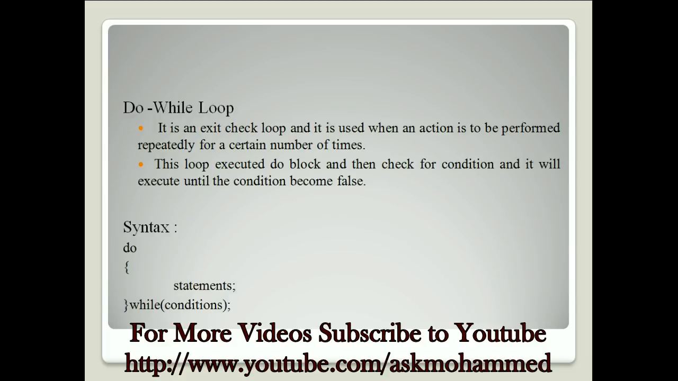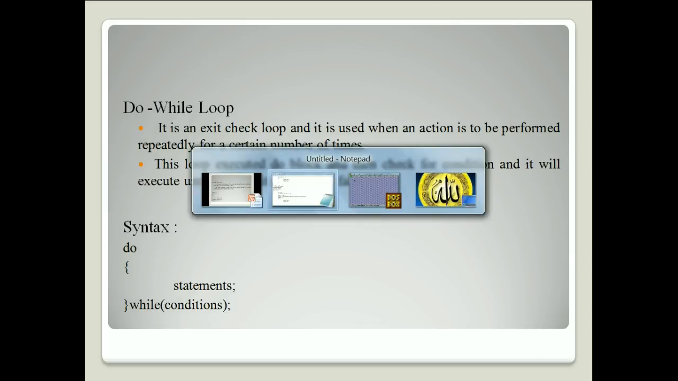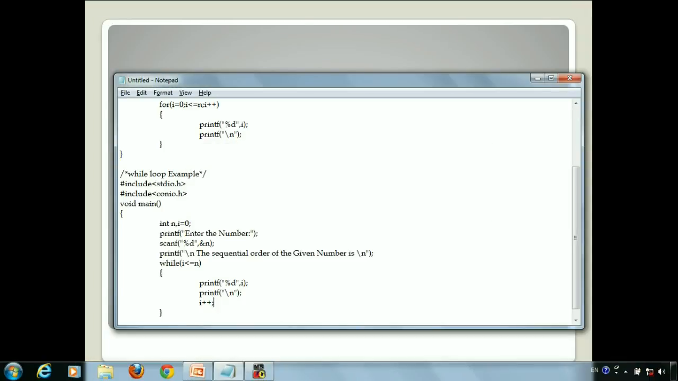The difference between the while loop and the do while loop is that in the do while loop, it will first go for the do statement, and after that it will check the condition. But in the while loop, it will first check the condition and then go for the while loop statement. This is the difference between the do while loop and the while loop. Let us see the example of the do while loop statement.